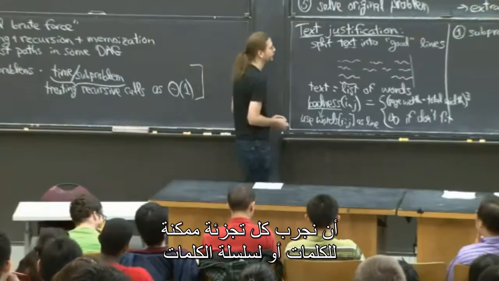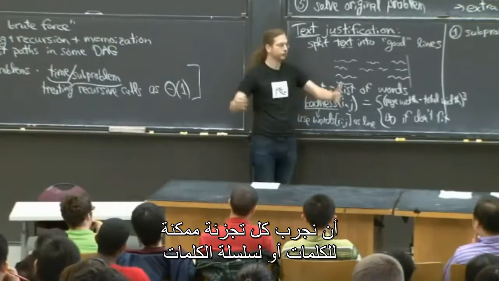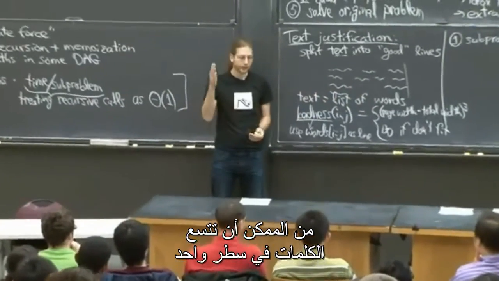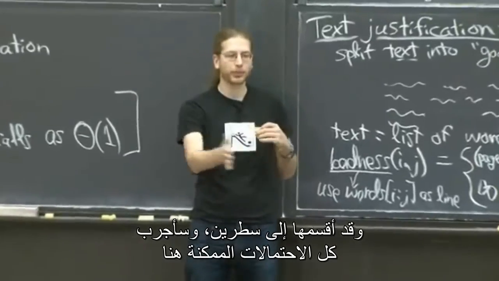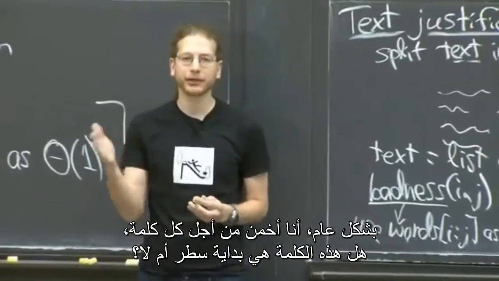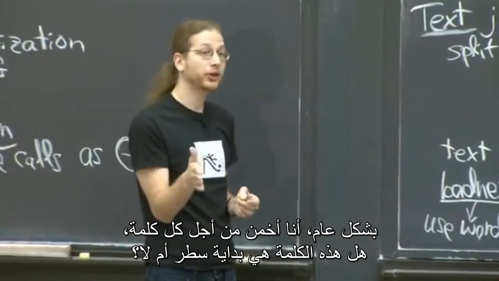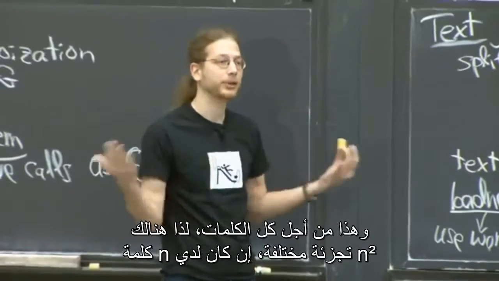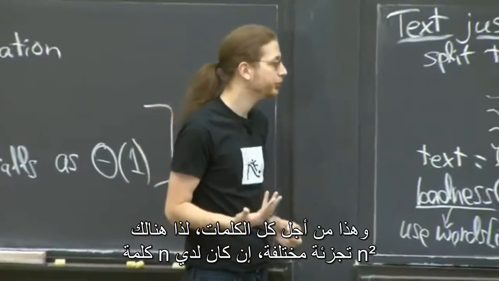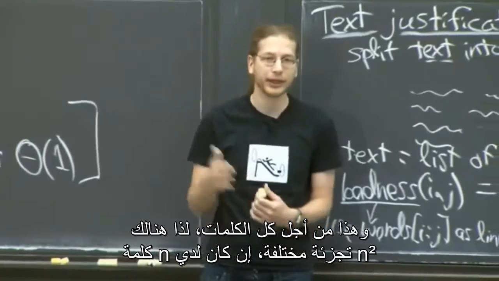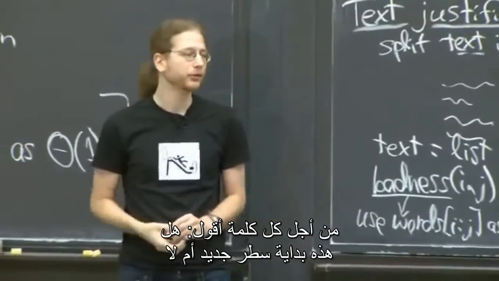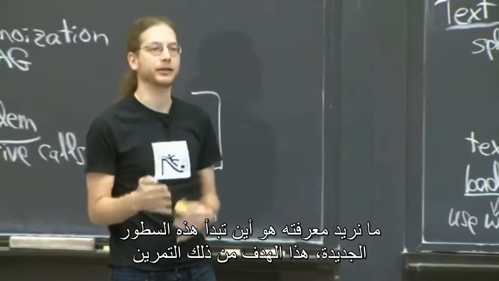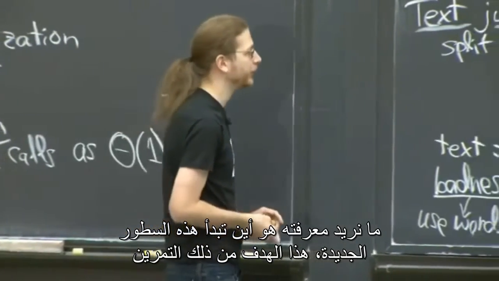Try all partitions of the string of words. So it could be that it all fits in one line. It could be that it's split into 2 lines. I try all possible splits there. In general, for every word, does this start a line or not? That would be all ways. And so there are 2 to the n. If I have n words, there are 2 to the n different splits. For every word I say yes or no, does this begin a line? So what I'd like to figure out is where those lines begin. That was the point of that exercise.